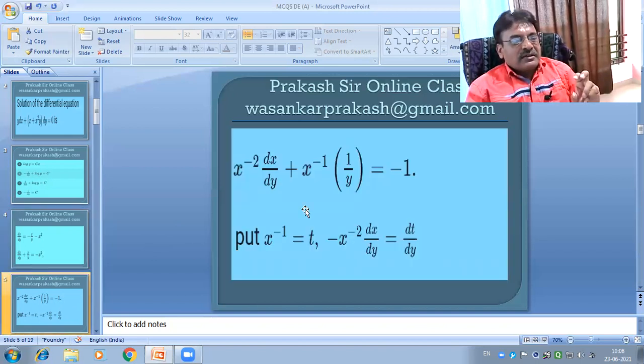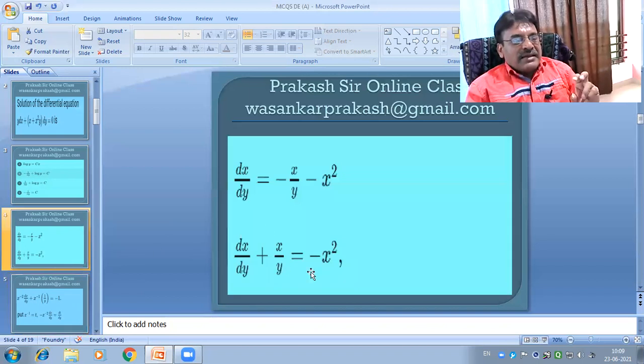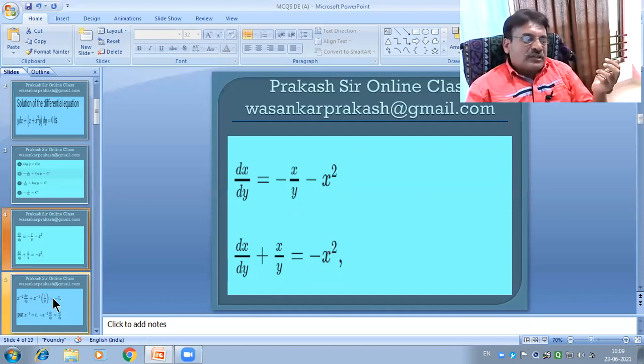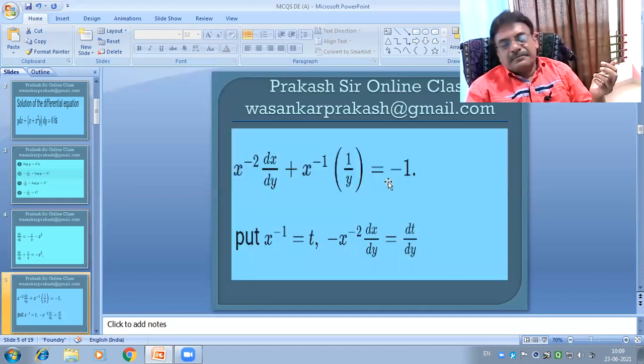So here we write x to the power minus 1 into 1 by y, which is equal to minus x square into x to the power minus 2, by using the indices rule a to the power m into a to the power n is a to the power m plus n. Similarly here x to the power 2 minus 2 is x to the power 0, and x to the power 0 is 1. So here we write minus 1.